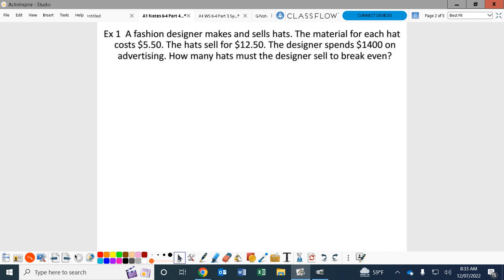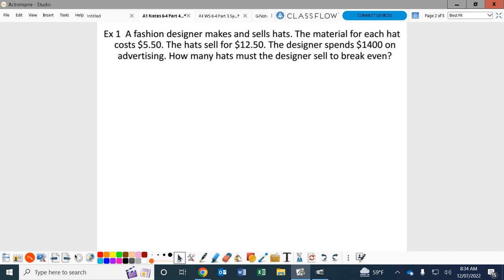Starting off, it says a fashion designer makes and sells hats. The material for each hat costs $5.50. So every time they make a hat, they have to pay $5.50. The hat sells for $12.50. That means $12.50 comes into them every time they sell one. The designer spends $1,400 on advertising, meaning that money goes out. They have to pay that out. So we have to think about money going out versus money coming in. Okay, that's what we're dealing with.